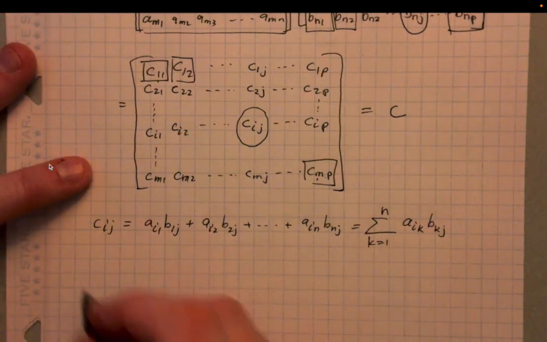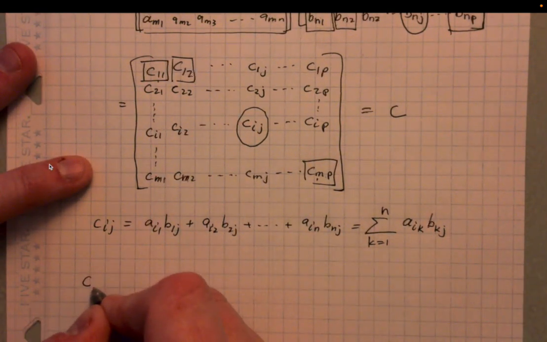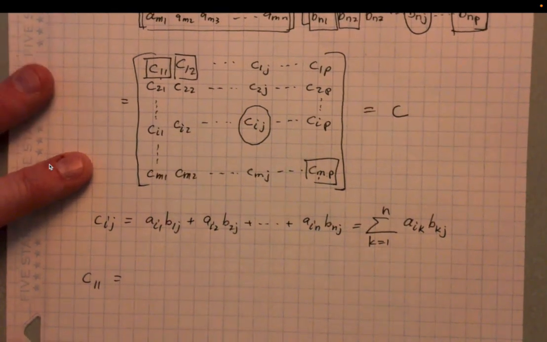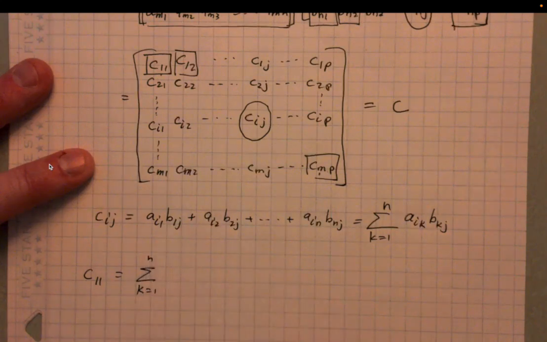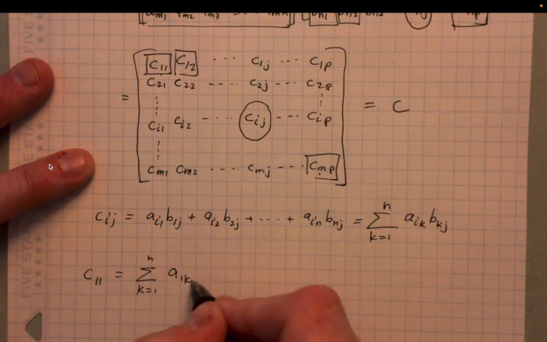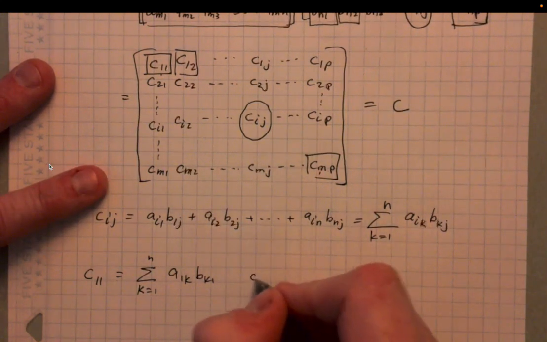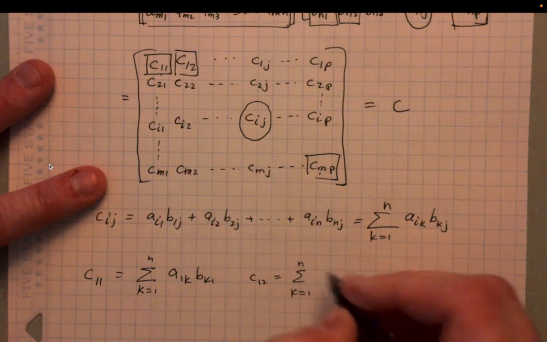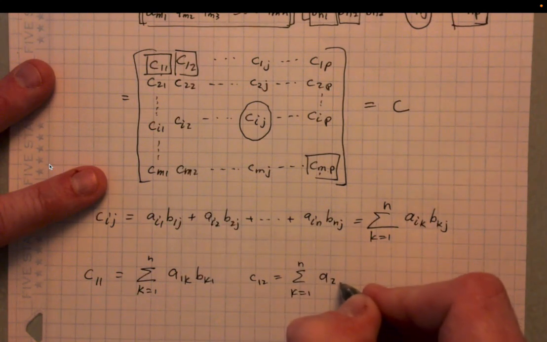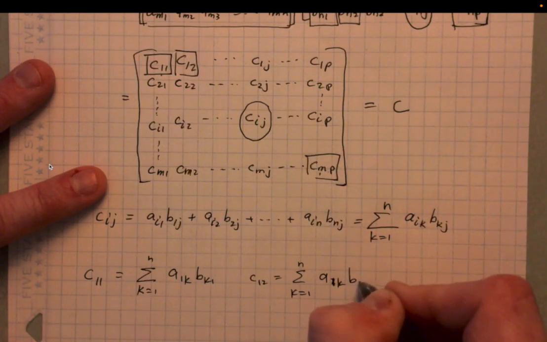Right, so the C11 entry would be equal to the sum as k goes from 1 up to n of a1k bk1. The C12 entry is going to be the sum from k equals 1 up to n of a1k bk2.